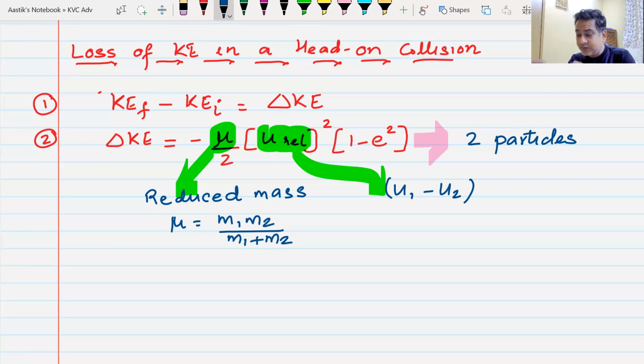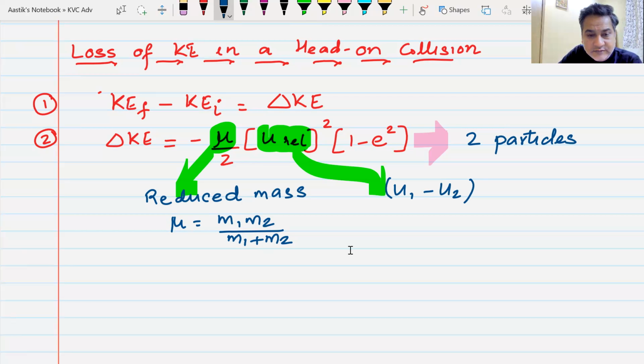You apply that in the formula, and the change in kinetic energy is 0. If e is 0, it is a perfectly inelastic collision. The body will get embedded, and then you will get the answer as minus mu by 2 into u relative square. Why is minus coming? Because final energy is less. Do you understand this? So if ever you encounter, and that is the case that you should encounter in your exam, a collision between two particles, most likely a perfectly inelastic one or a perfectly elastic one, this is the formula that you can apply here.